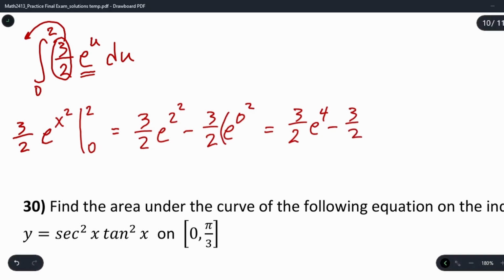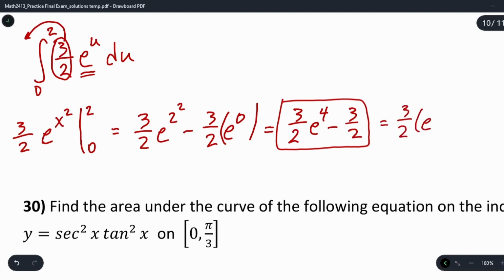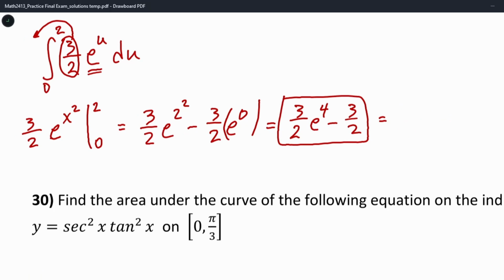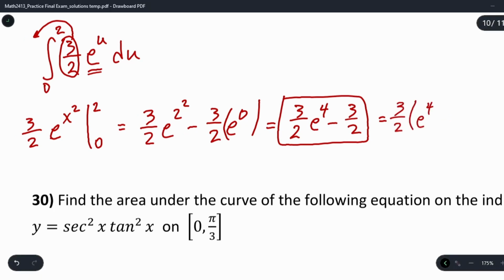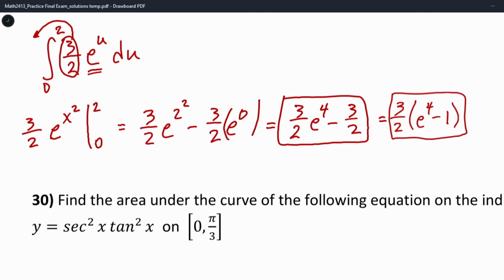Now this right here, 0 squared is 0, and e to the 0 is 1. So 1 times 3 halves is just 3 halves. This answer would be fine. If you want to factor out the 3 halves, you can, but it's not required. And that would give us 3 halves times e to the 4th minus 1. Either one of these answers would be sufficient.